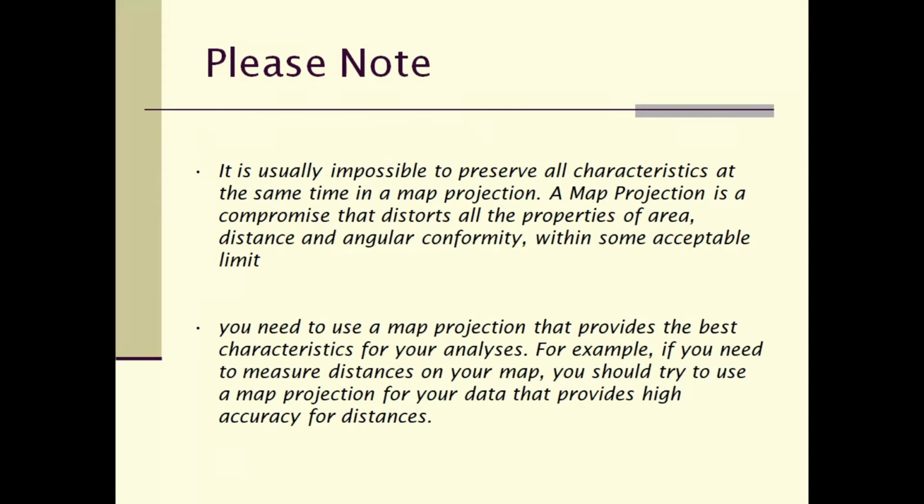So it is usually impossible to preserve all the characteristics at the same time in a map projection. A map projection is a compromise that distorts the properties of area, distance and angular conformity within some acceptable limit. You need to use a map projection that provides the best characteristics for your analysis. For example, if you need to measure distance on your map, you should use a map projection that provides high accuracy of distance. Similarly, if you want to calculate area, then you should use an equal area projection.